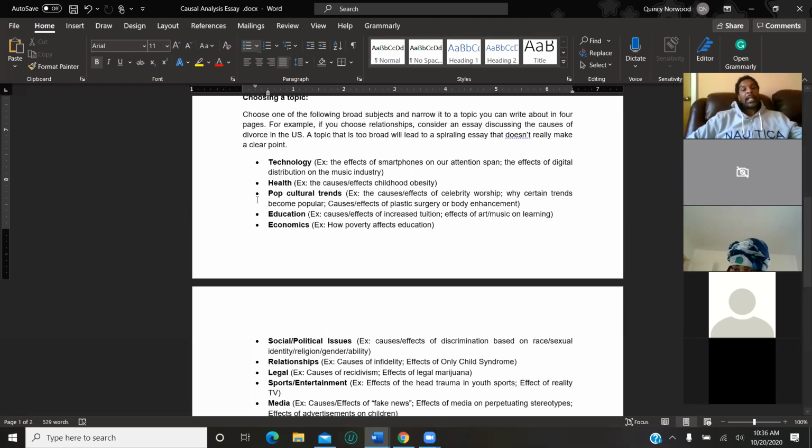So choose one of the following broad subjects and narrow it to a topic you can write about in 4 to 6 pages. For example, if you choose relationships, which is a subject, consider an essay discussing the causes of divorce in the US. And there's real research done on that. In the US, I forget the exact statistics, but when it comes to divorce, we're between like 46 and 53%. So we can guesstimate that half of all marriages in the US end in divorce.